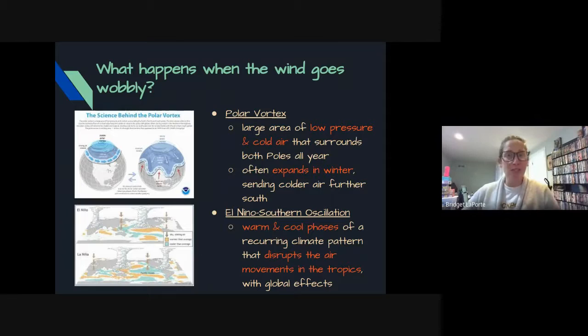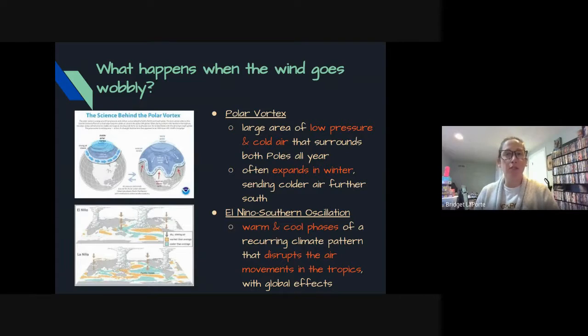Polar vortexes, obviously, it's a popular term to hear about on the news or in the media now. Polar vortexes have been around forever. Basically, what a polar vortex is has to do with a lot of cold air in a huge area of what's called low pressure that sits around the poles. And so you can see here, this is the North Pole polar vortex, which is the one that impacts us and has been for the last several weeks.